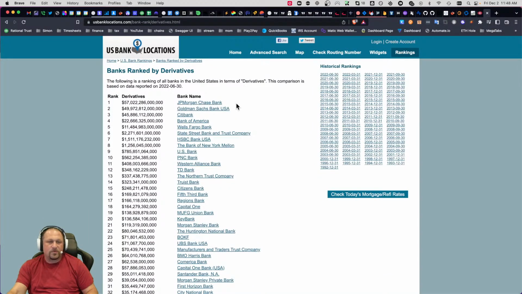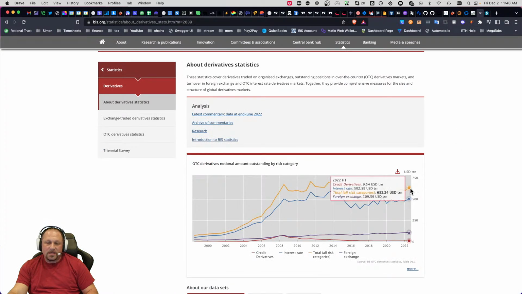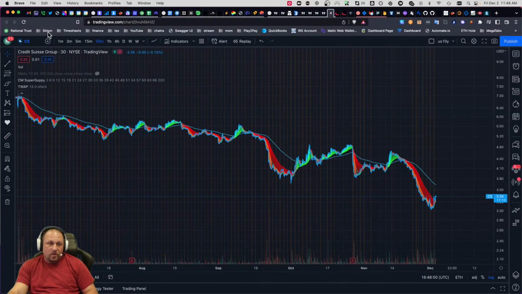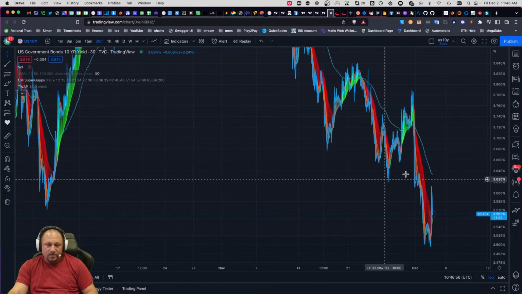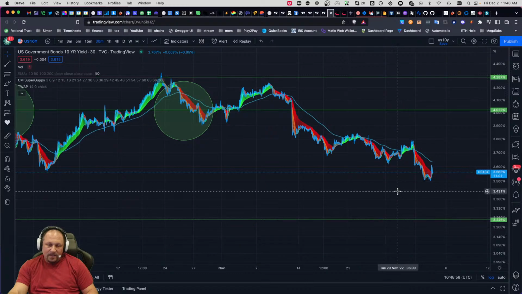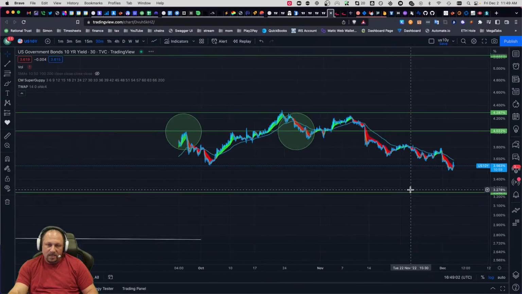JP Morgan has $57 trillion worth of derivatives. Goldman Sachs another 49. That's over 100 trillion just there. And overall, there's net in the system an increase up to $632 trillion of derivatives outstanding. So that's astounding. That means as long as the VIX stays low, as long as bonds start to increase in price point, which is what we're seeing a little bit. The short end isn't necessarily used for collateral. The short end is predominantly used by banks to balance the books against deposits.